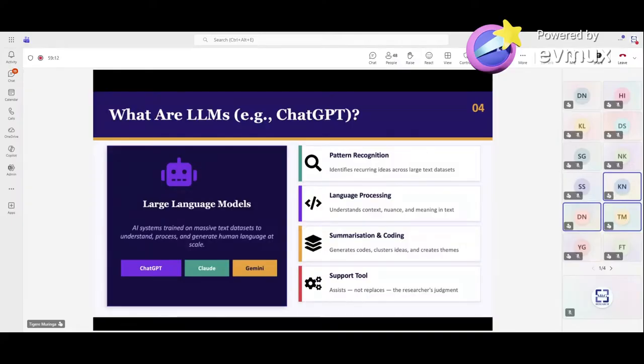So what they do is pattern recognition. They identify recurring ideas across large data sets, which is one of the key fundamentals of thematic analysis. So they tick the box. Then language processing: they understand context, nuances, and meaning in text, which is what we want to do when we are doing a thematic analysis.